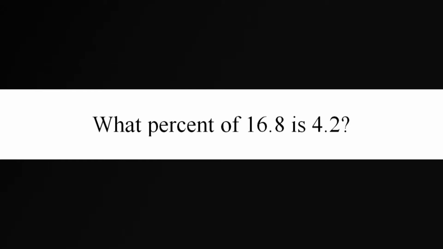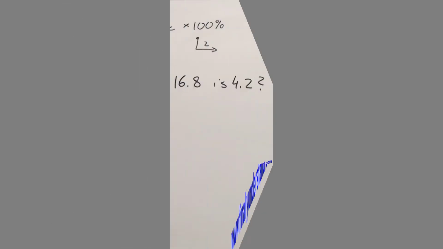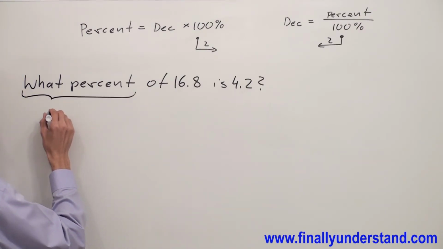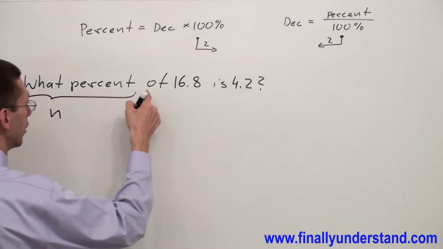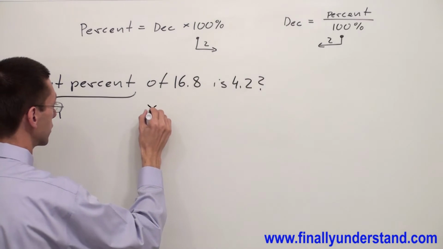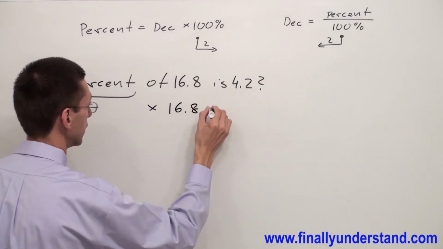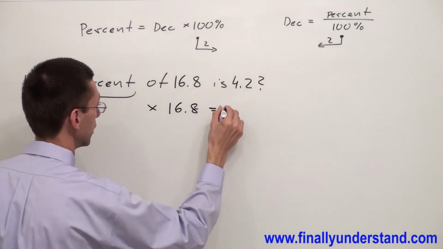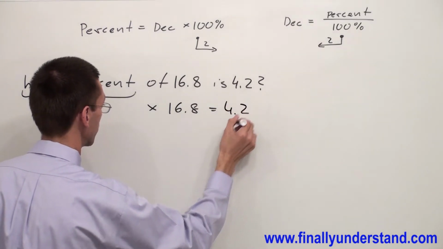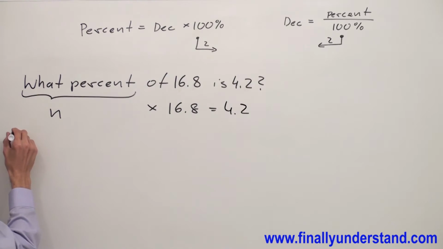Let's take a look at this example. We have what percent. We said that we are going to call this n. Of stands for the multiplication, and I'm going to have 16.8 equals, because E stands for equal, 4.2. Okay, let me write this equation one more time.